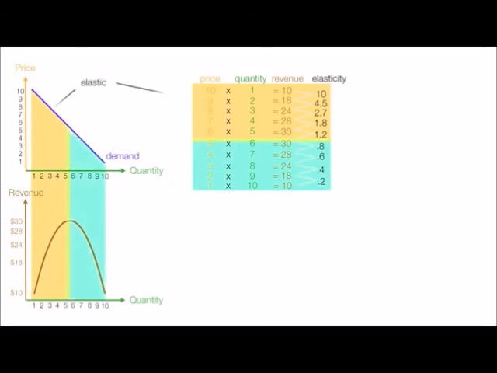When prices fall and revenues increase, that's called the elastic part of the demand curve, and elasticity is greater than 1. Unit elasticity is where there's no change in revenue and elasticity is equal to 1. When price decreases cause revenues to go down, it's considered the inelastic part of the demand curve, and price elasticity of demand is less than 1.